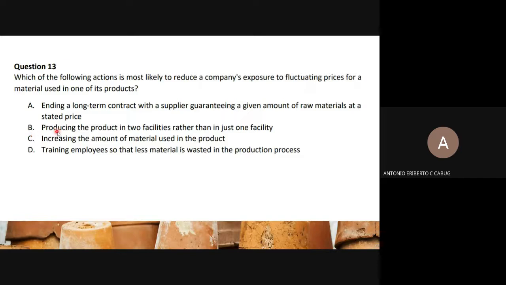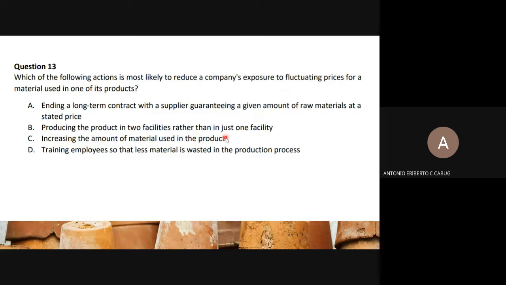B, producing the product in two facilities rather than in one facility. This can reduce the risk of a fire or an earthquake. Tuloy-tuloy ang production mo kahit masunog yung isa. It has nothing to do with exposure to fluctuating prices.